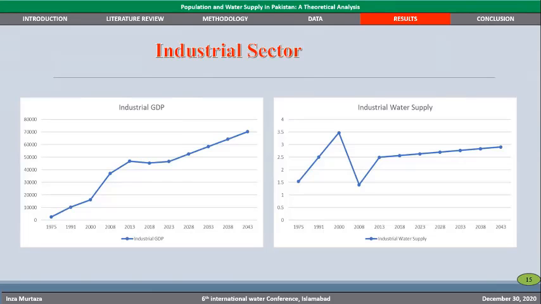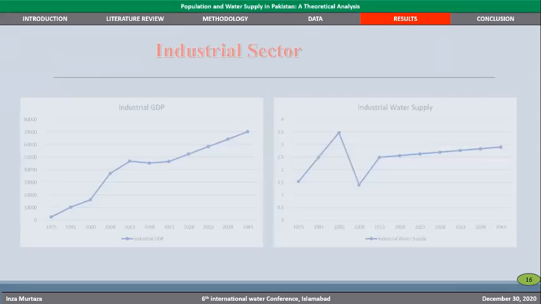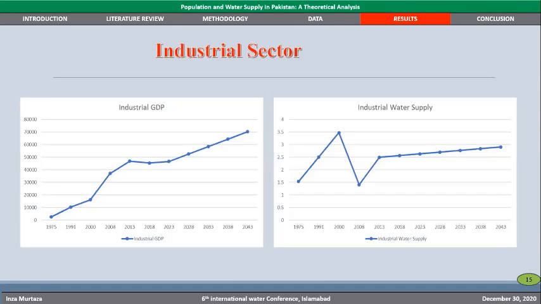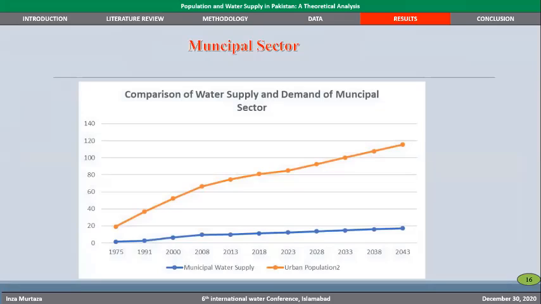For the industrial sector, water availability is much better compared to the agriculture sector. Although the industrial sector is less water intensive compared to other sectors, still demand is increasing rapidly with almost stagnant water supply. For the municipal sector, demand is increasing rapidly owing to urbanization, whereas supply remains almost stagnant.